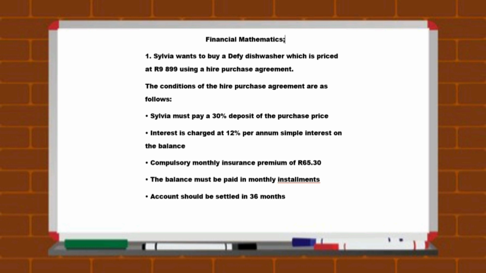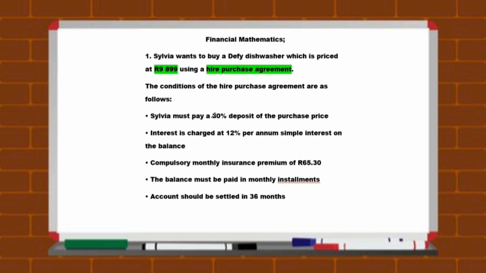So anyways, the question says, Sylvia wants to buy a dishwasher, which is priced at 9,899. Okay, she wants to use a hire purchase agreement, meaning she wants to get it on credit. She does not have the whole 9,899 together, so she wants to buy some of it on credit. Sharp. So these are the conditions of the hire purchase agreement.